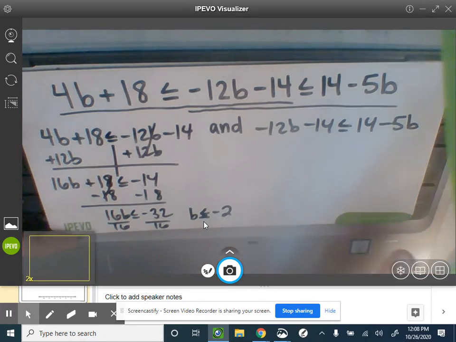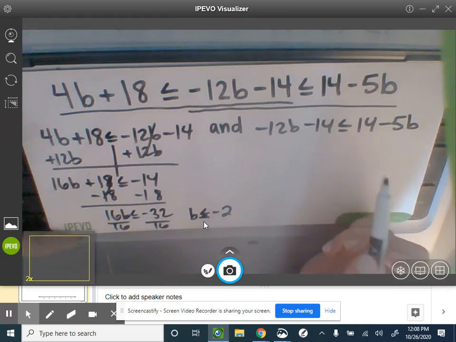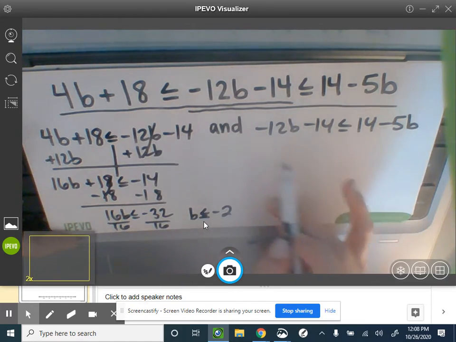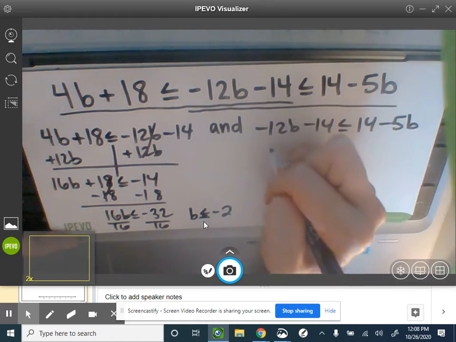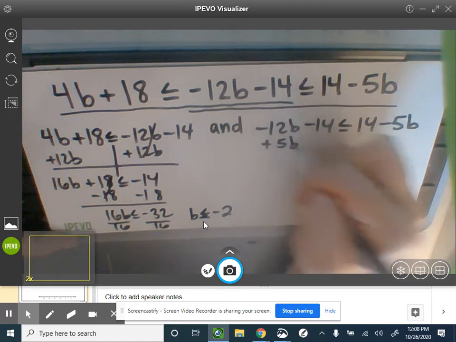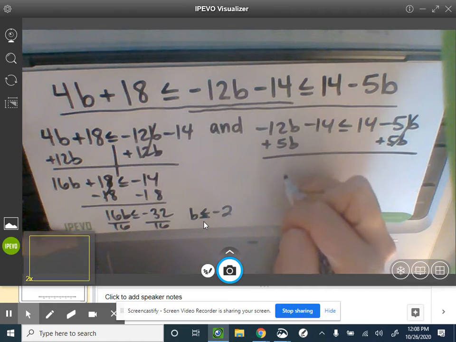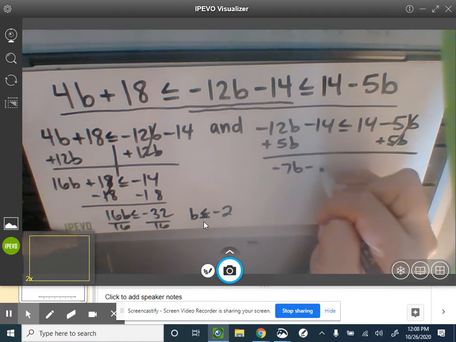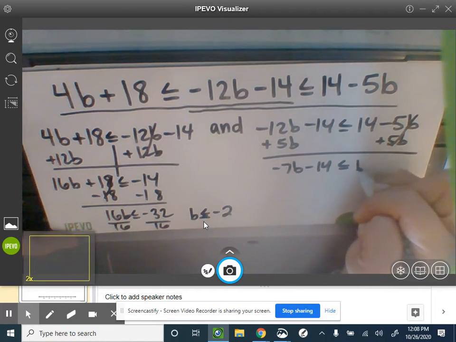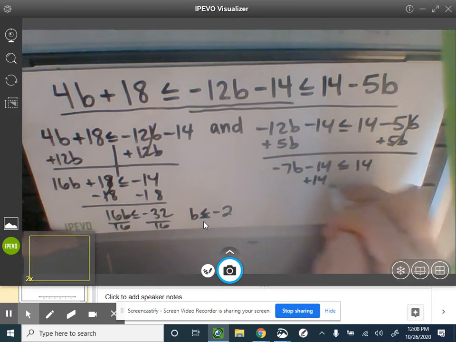So then you can do the exact same thing on the other side. You're going to get the variable on the same side. I'm just going to move my 5b over here because I want my variable first. It doesn't matter. You can do it the other way. That's just how I prefer to do it. All right. So we end up with negative 7b minus 14 is less than or equal to 14. Add 14 to both sides.